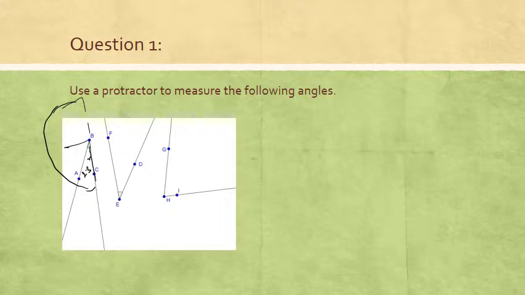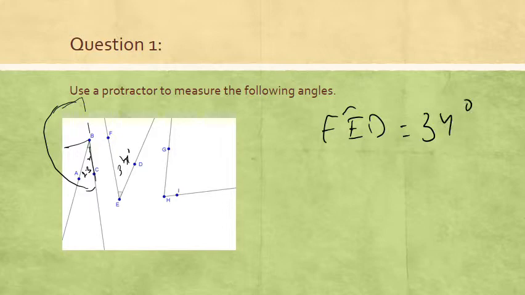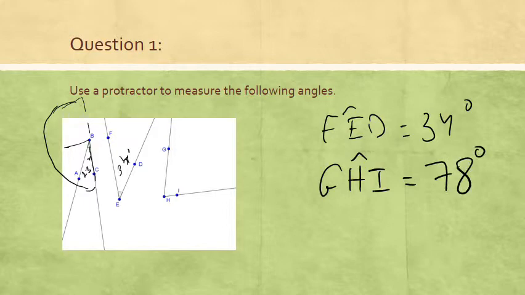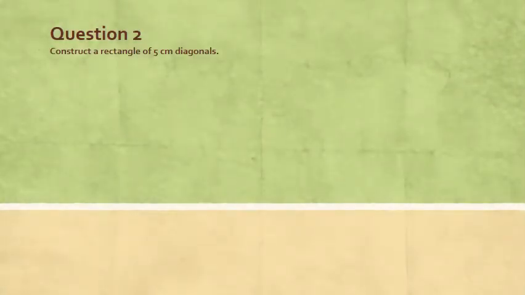Continue. FED. FED is 34 degrees. Yes, so FED is 34 degrees. Hassan Al-Asal, measure GHI. GHI is 78 degrees. 78 degrees. Let's move to question number 2.